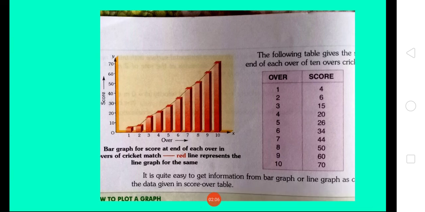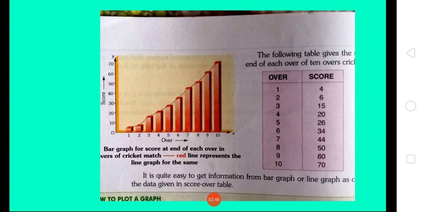How do you draw and plot a graph? If you look at the graph here, you will see that there are two lines. There is a point of origin which we usually represent by the letter O. The vertical line is termed the y-axis, and the horizontal line is the x-axis. The independent variable, here overs, is always represented on the x-axis, and the dependent variable is represented on the y-axis.